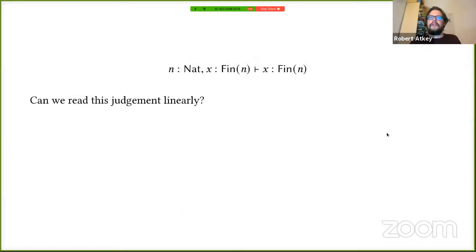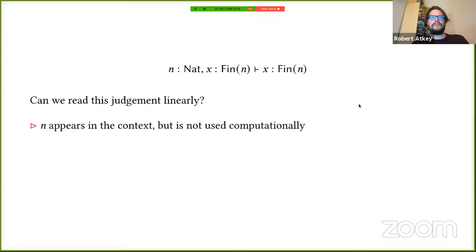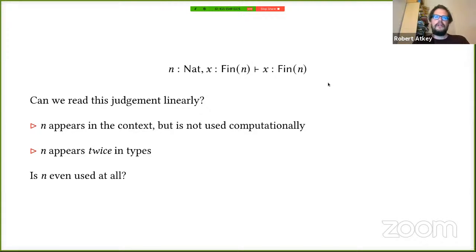So let's go back to our other judgment. Can we read this judgment linearly? So n does appear in the context, but it's not actually used computationally. It's not used in the term at all. So is this kind of valid? It does appear twice in the types. So not only does it not appear in the term, so it's just x in the term, it appears twice in the types. And as I've been trying to say, is it even really used at all?